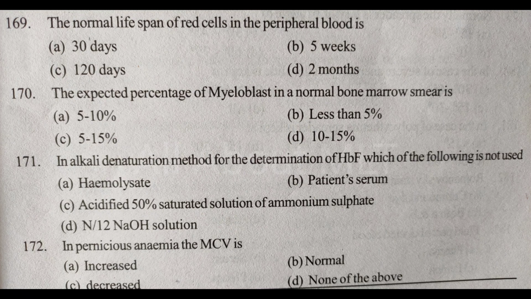In alkali denaturation method for the determination of HbF, which of the following is not used? Option A hemolysate, option B patient serum, option C acidified 50% saturated solution of ammonium sulfate, option D N/12 NaOH solution. And the answer is option B patient's serum. In pernicious anemia, the MCV is option A increased, option B normal, option C decreased, option D none of the above. And the answer is option A increased.